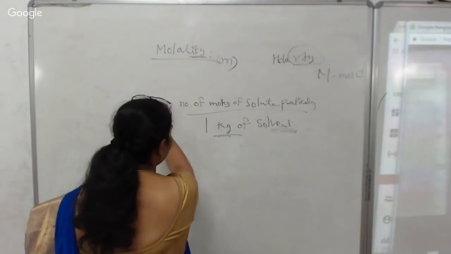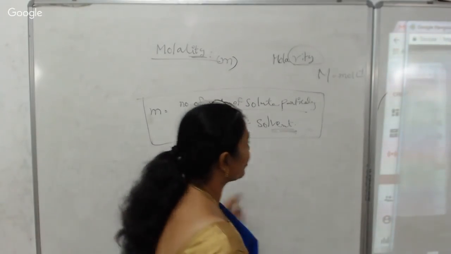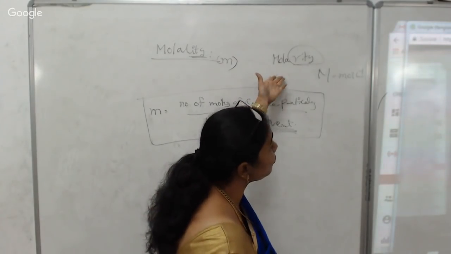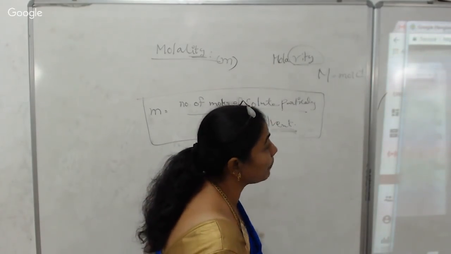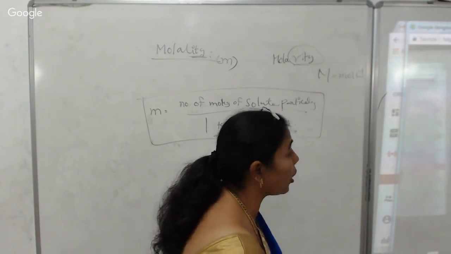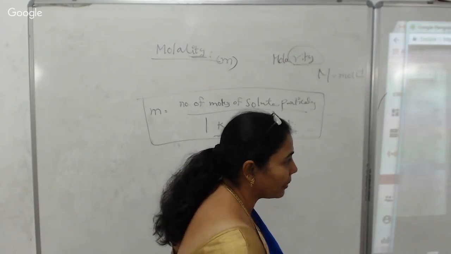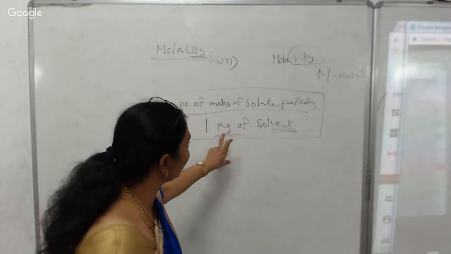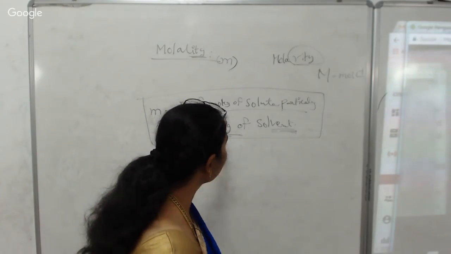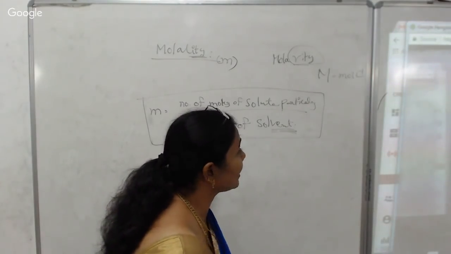In molality we will use 1 kg of solvent, but in molarity we will use volume. Volume is what? Temperature dependent. Yes or no? If I increase the temperature or decrease the temperature, the volume will change. But if I increase or decrease the temperature, is there any change in this solvent mass? No, because it is a solid. Related theory part, it is important.